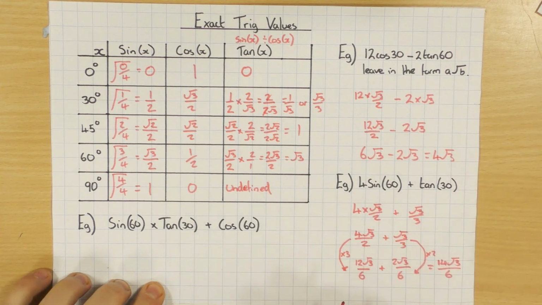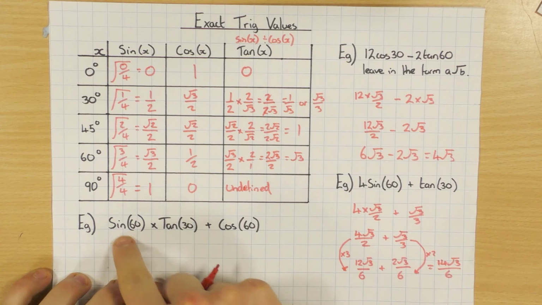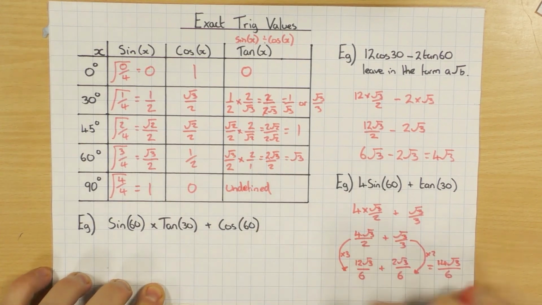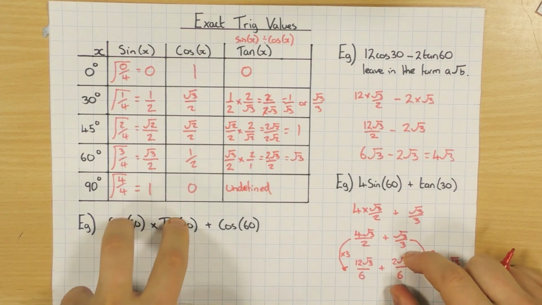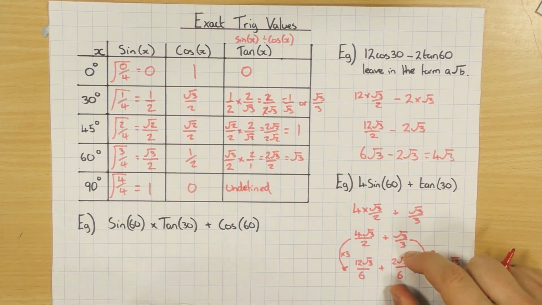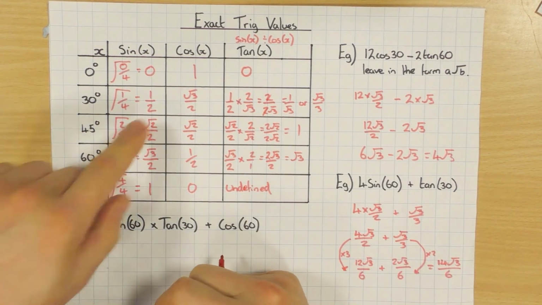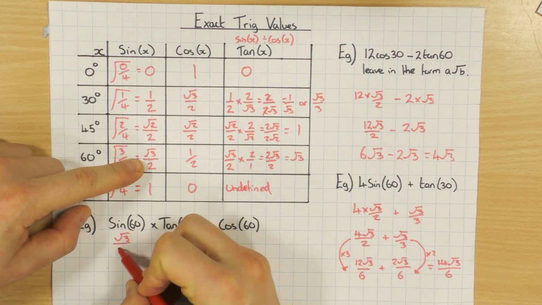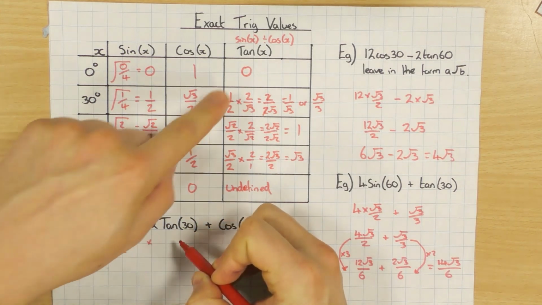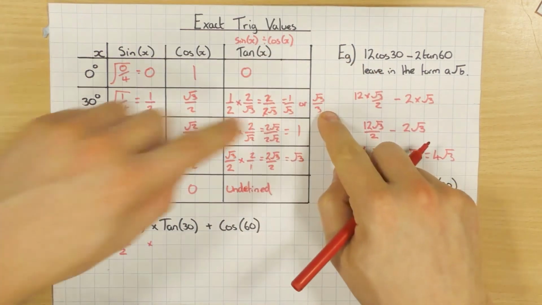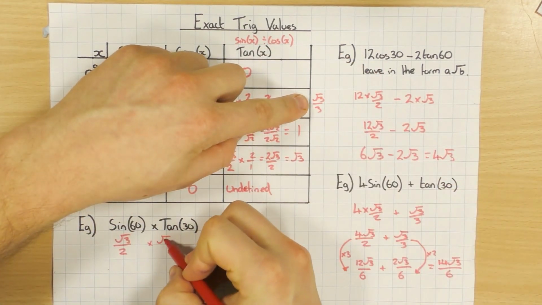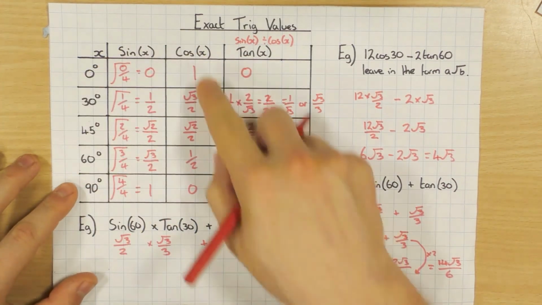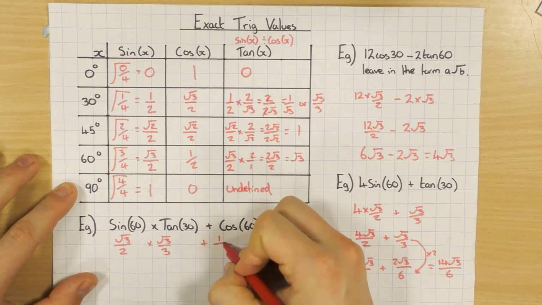And the final example I've got here for you is sine 60 times tan 30 plus cos 60. So if you get something like this, you must remember BIDMAS. So I'm going to do my multiplication first, then I'm going to do my addition. So let's find this out. So sine 60 is root 3 over 2 times tan 30, which is root 3 over 3. And I'm going to add that to cos 60, which is a half.